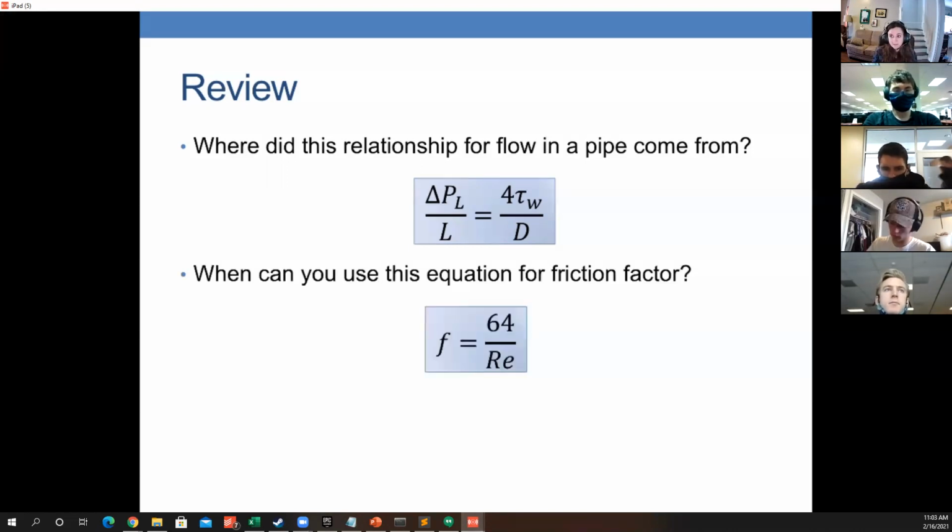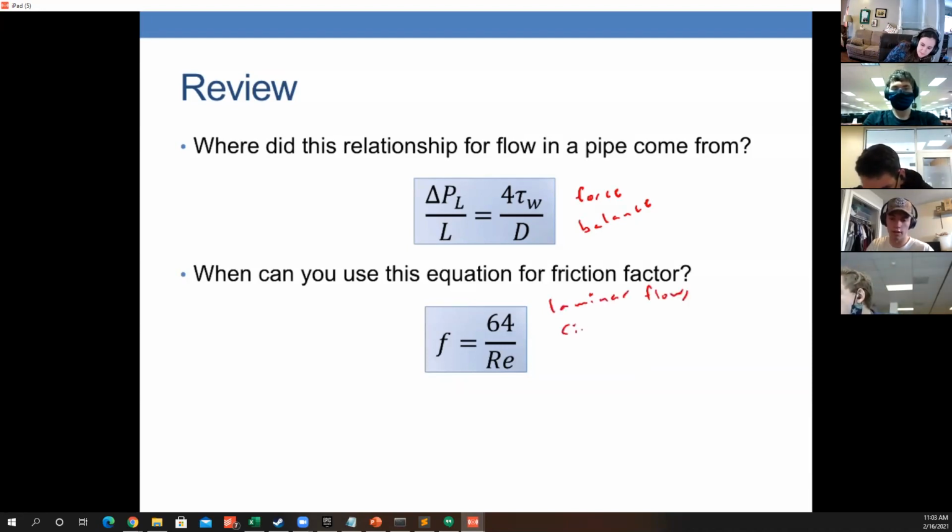So we also learned this equation for friction factor, but where did it come from? Or when can you use this one? There are certain situations in which you can use this specific equation for the friction factor. What is that situation? Laminar and circular pipe? Yes, laminar flow in a circular pipe.